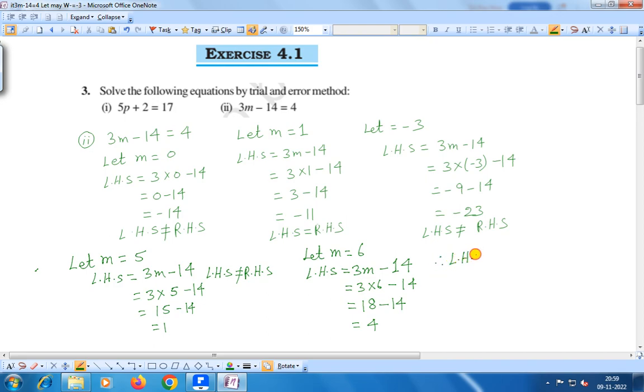Therefore left hand side is equal to right hand side. Therefore you can say that for m is equal to 6, it is a solution of the equation.